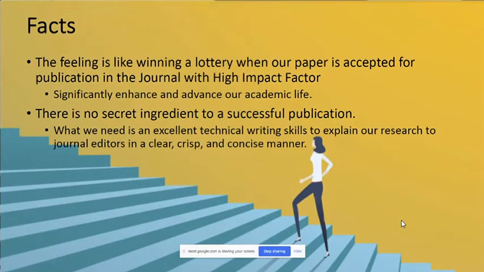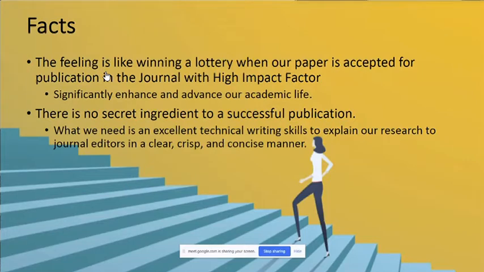Now, coming back to the title, as I said earlier, there is no secret ingredient to a successful publication. Hard work, yes. What we need is excellent technical writing skills. Technical writing skill is not something where you go to any IT shop, buy software, and then boom, you can write. No. Grammarly, for example, provides suggestions, but you still need to look back at the context of your writing. The suggestion made by the software may not necessarily fit into your discussion.